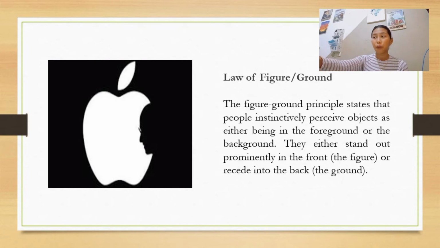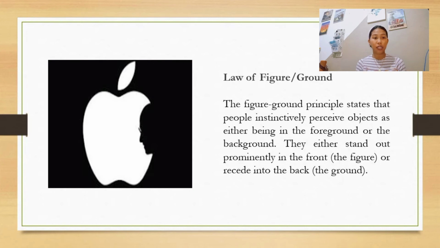So in this example, we can see an apple, what do you call that? Icon. However, we can also see a man right there, his face is kinda sideways. So that is the law of figure and ground. So the law of figure and ground is known as identifying a figure from the background.